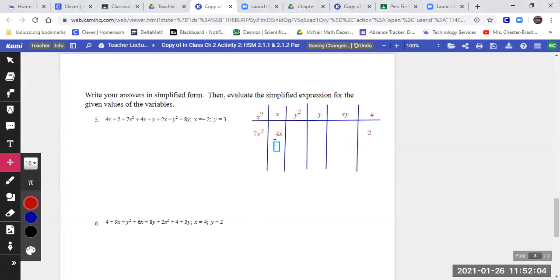4x goes back to the x column. Okay. There's now a y in the y column. Okay. 2x goes back in the x column. Y squared goes in the y squared column. Remember, we get the square by shift 6. And then our last piece, our 8y. 8y goes in the y column, right?